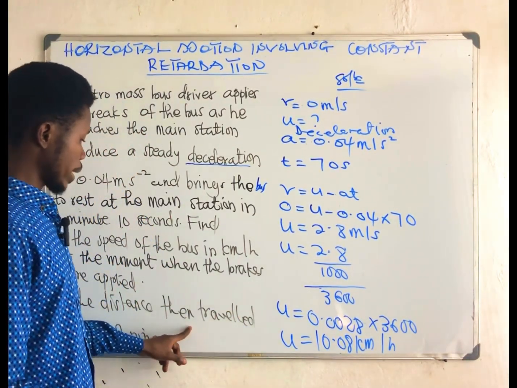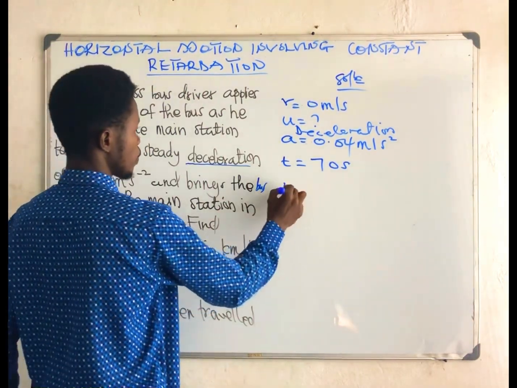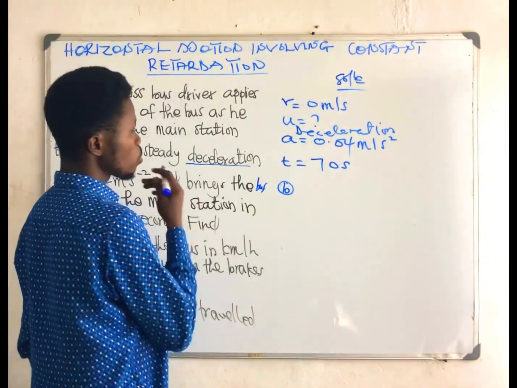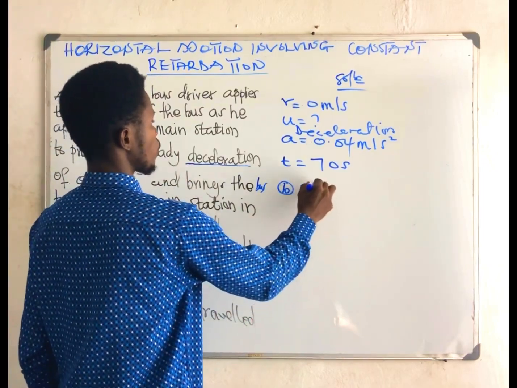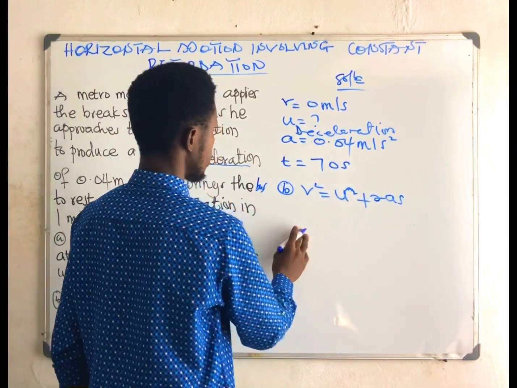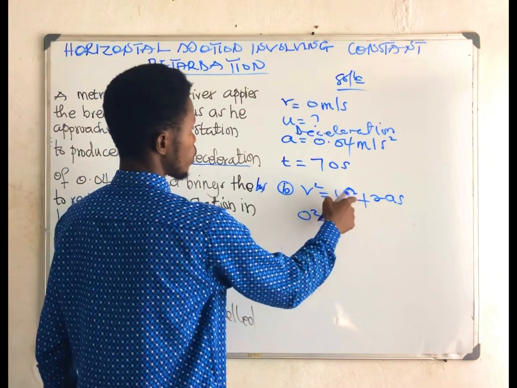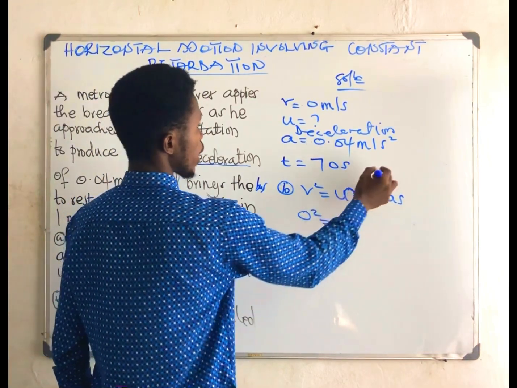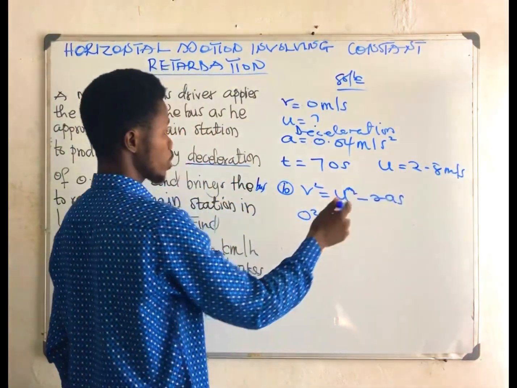The distance then traveled before stopping. So the B, you want the distance, okay? But you know, you can use this one. V squared equals U squared plus 2AS, right? My V is 0, so 0 squared equals, now because this is deceleration, I'll bring minus. My U squared, that's what we work. We had 2.8 meters per second before you change it to kilometers per hour.